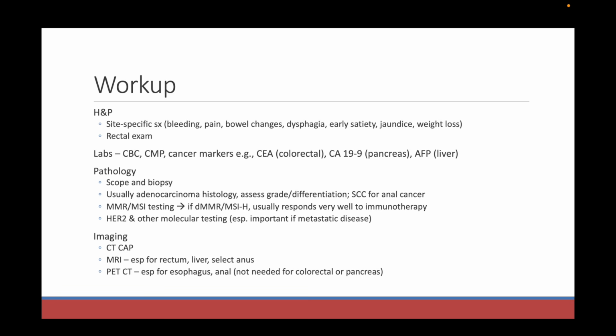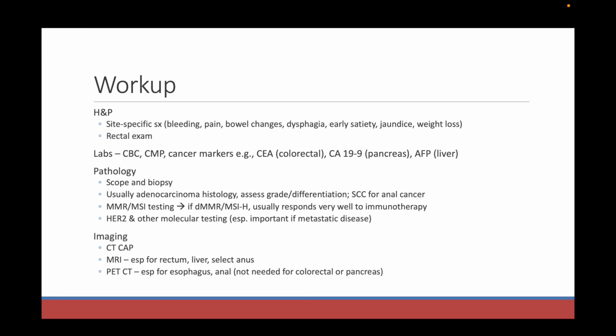For pathology, generally getting any type of pathology is going to involve doing some type of scope and getting a biopsy. So if you're dealing with pancreas cancer or esophageal cancer, it's an upper endoscopy. If it's colorectal cancer, it's usually a colonoscopy. Usually the histology is adenocarcinoma, and you need to assess the grade and differentiation. Anal cancer is usually squamous cell carcinoma.